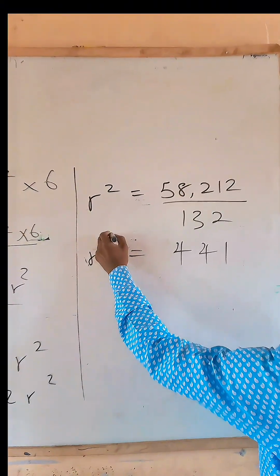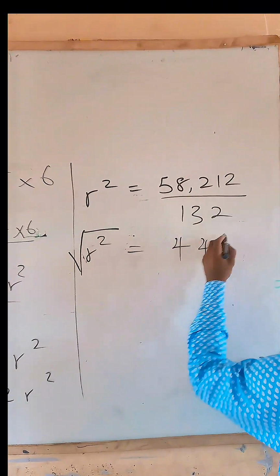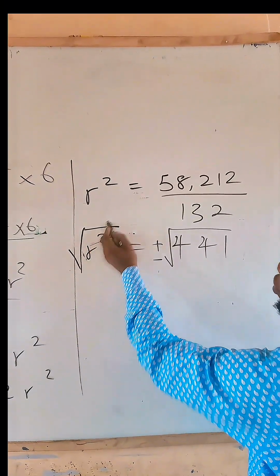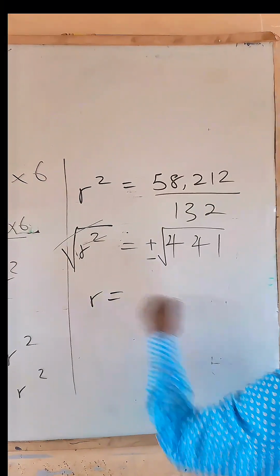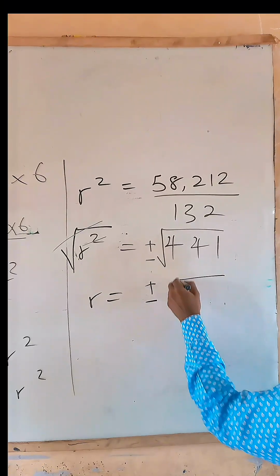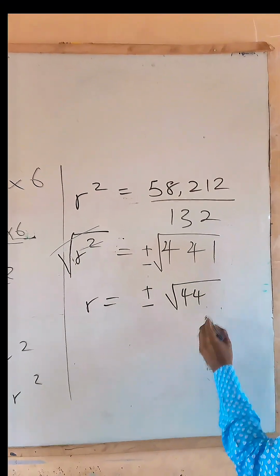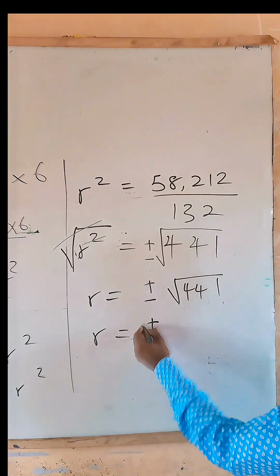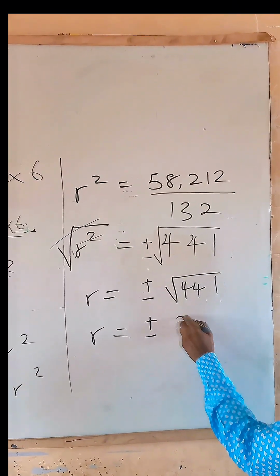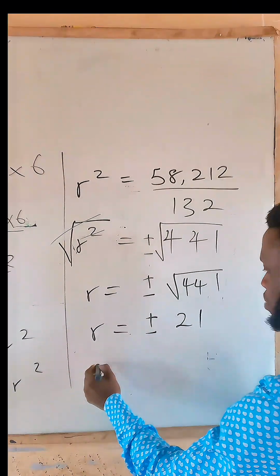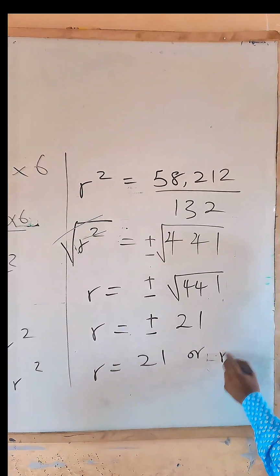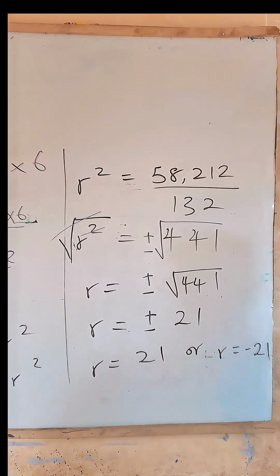Since we are looking for r, we can square root both sides. The square root of r squared and the square root of 441 will be plus or minus. The square will take away the square root. So r will be plus or minus the square root of 441, which is plus or minus 21. So our answer can either be r equals 21 or r equals minus 21.